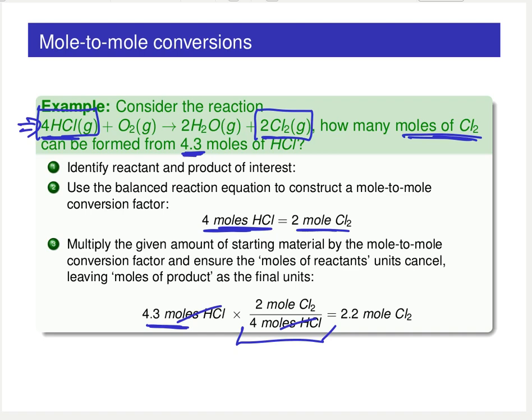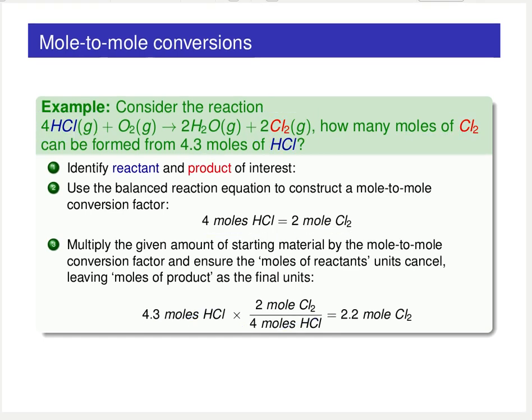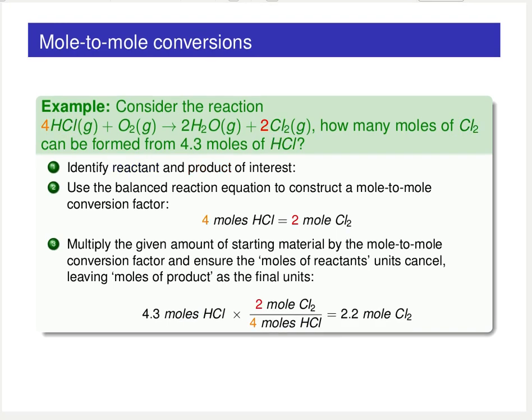So we can summarize those steps. You basically identify reactant and product. You look at those stoichiometric coefficients, form the conversion factor, and use that conversion factor to carry out a change of units from our given units of HCl to our desired units of chlorine. Units cancel out, and we're good to go.